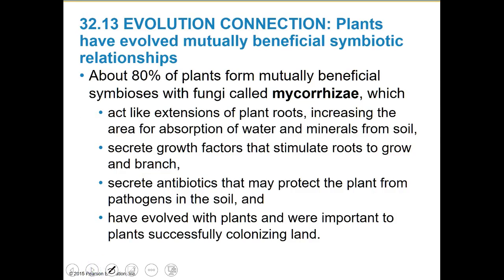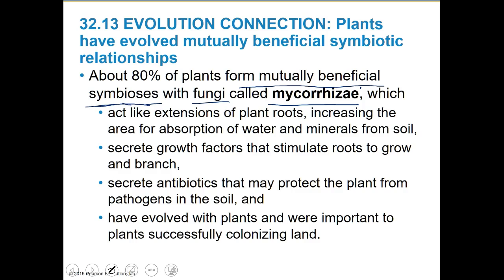Here's a good one. So this is our connection into the fungi that we'll be talking about soon, is that about 80% of plants form a mutually beneficial symbiosis with fungi called mycorrhizae. So sym means together, bio is life, sis is kind of a process. So it's a process of life living together. And this one's a beneficial symbiosis, so there's life together is good.